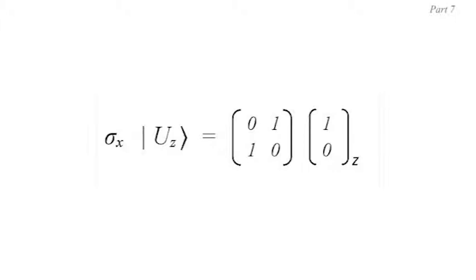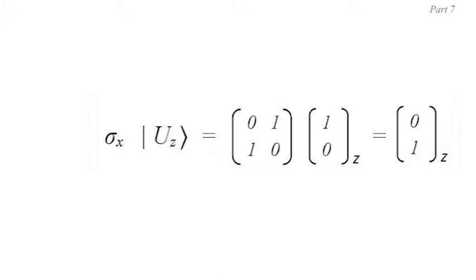For the bottom line, it's 1 times 1 plus 0 times 0, which gives us a total of 1, so 1 goes into the bottom entry of the result. And there's the result. It is the vector 0, 1. Now we should recognize this final column vector. It's the state representing spin down.